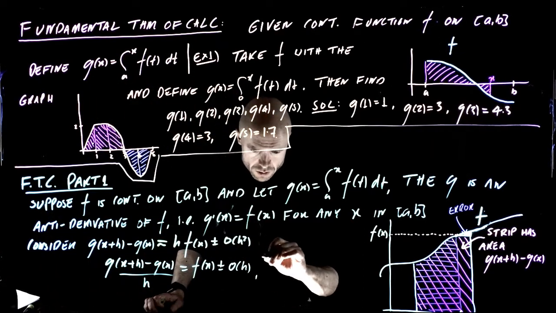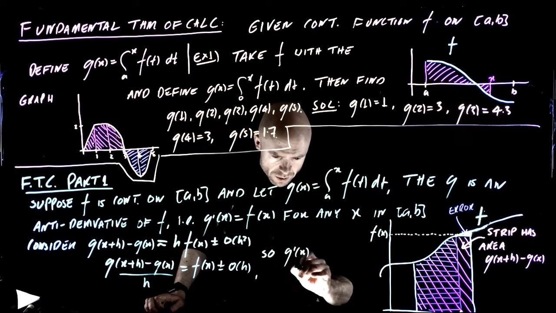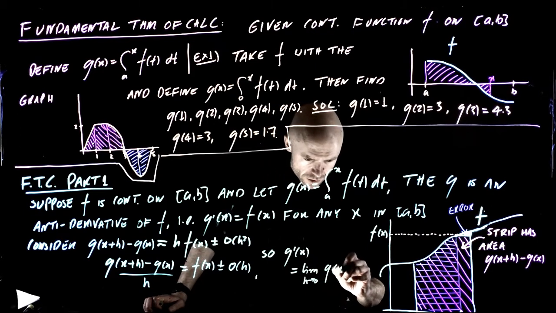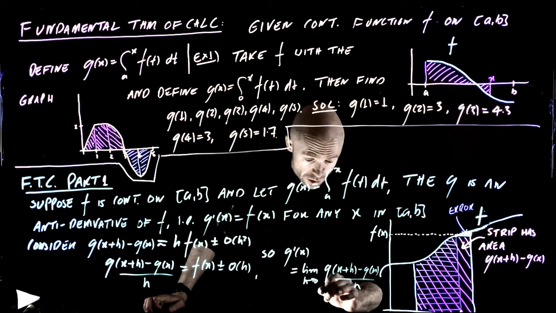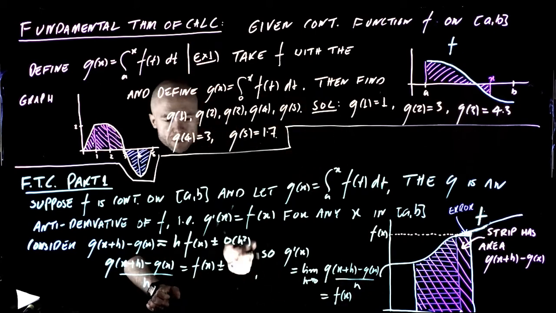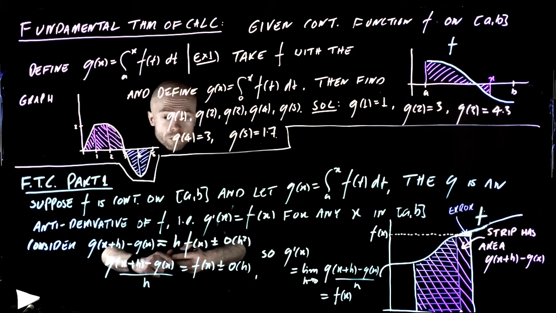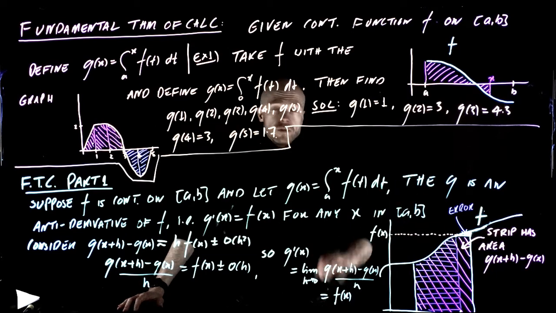So g prime of x, which is equal to the limit as h goes to 0 of g of x plus h minus g of x over h, is just going to be equal to f of x, because as h goes to 0, this error term goes to 0, and we just see it. So what we've just shown is that g is indeed an antiderivative of our function f. And it's just this picture. It's nothing more than this picture.